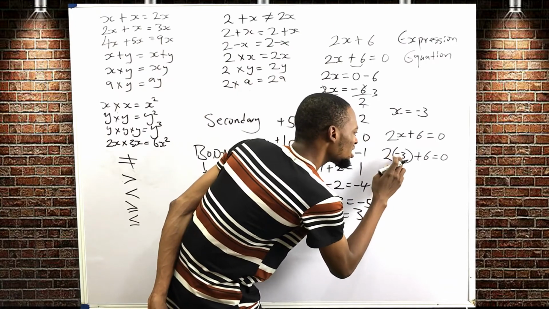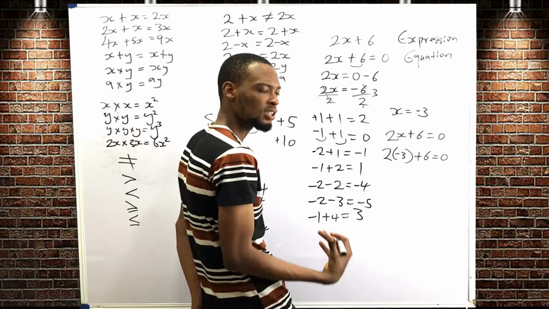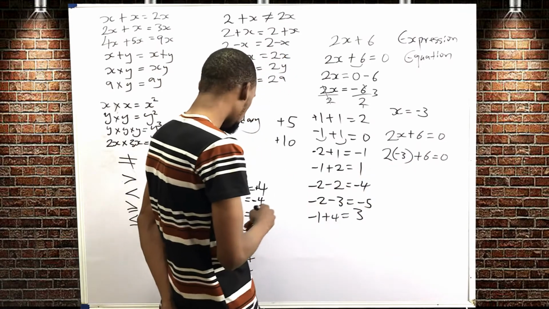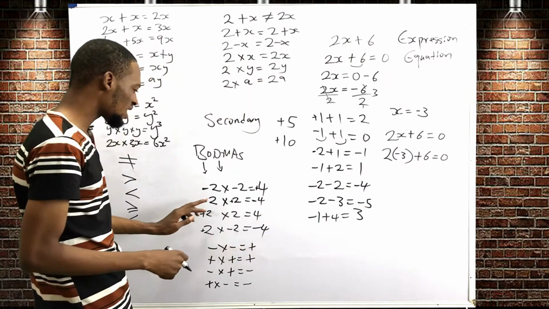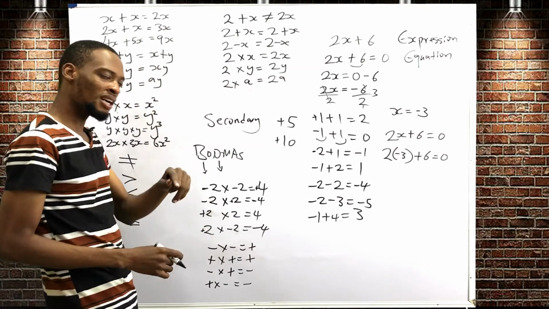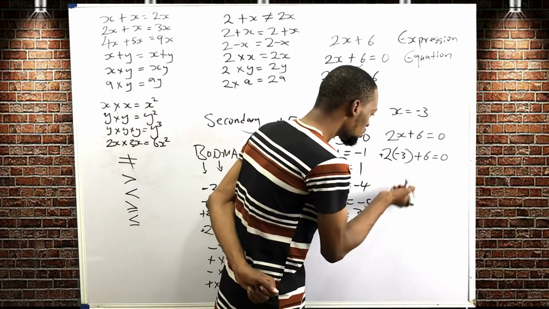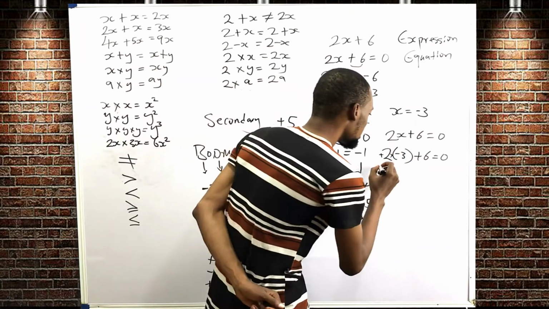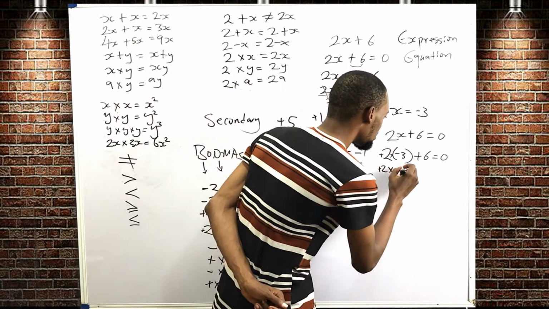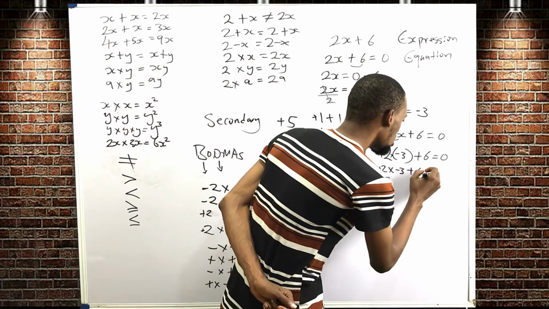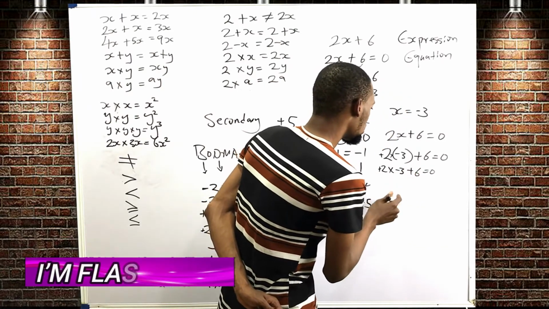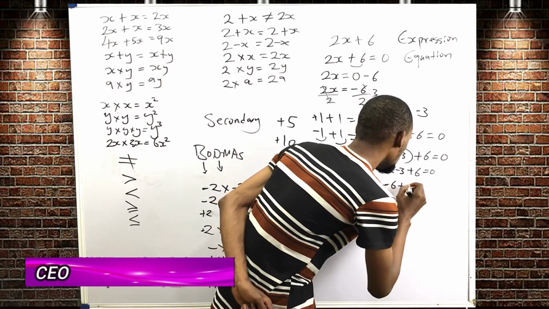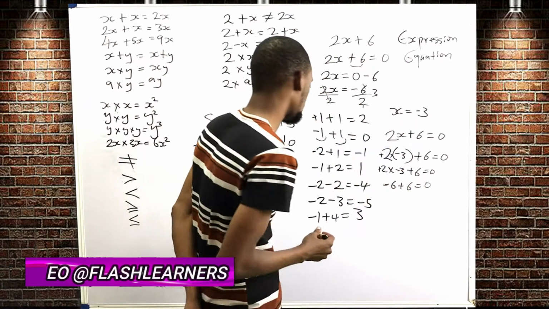To open bracket, you multiply. 2 times minus 3 is minus 6. Remember, plus times minus is minus. This is the same thing as plus 2, and this is bracket. To open bracket, you are multiplying it. So this is the same thing as plus 2 times minus 3 plus 6 equals 0. So 2 times minus 3 is minus 6, plus 6 equals 0.